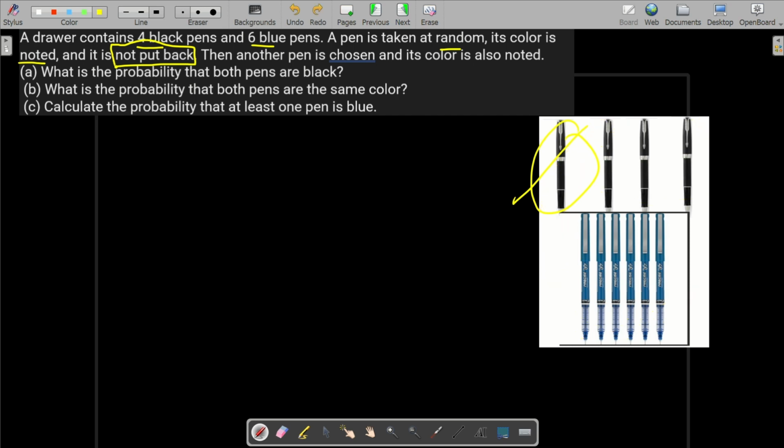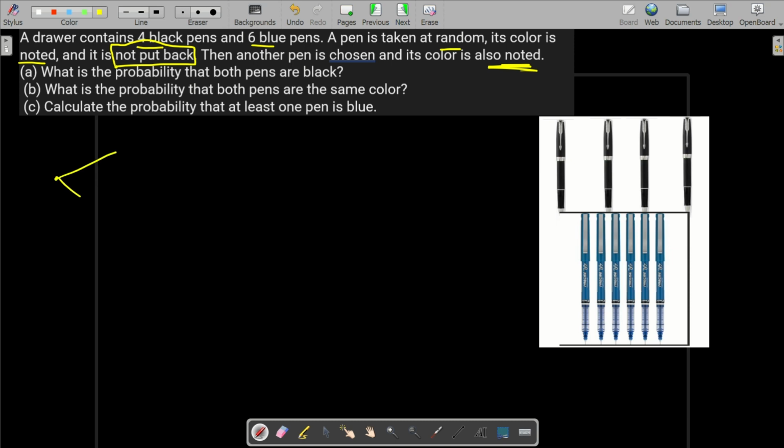Let's take a look at how we can deal with this question. How can we draw a tree diagram for that? Okay, then another is chosen at random, which is also noted. What is the probability that both pens are black? Some students, of course, can do it without drawing the tree diagram, but I recommend that you draw it if you are a beginner or you are afraid of probability. So let's draw the tree diagram together.